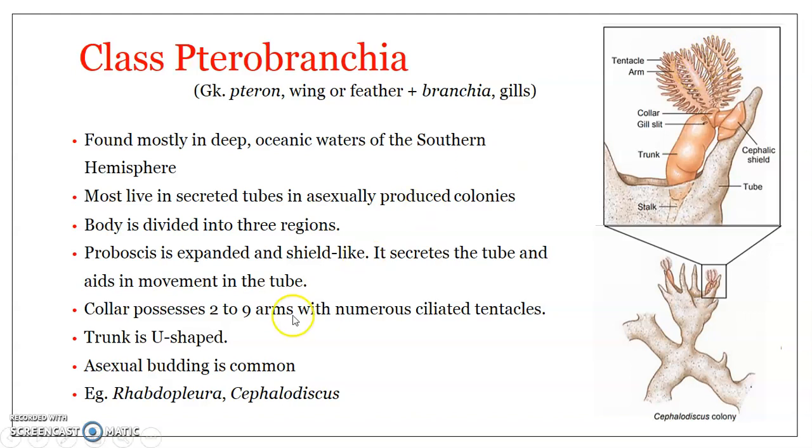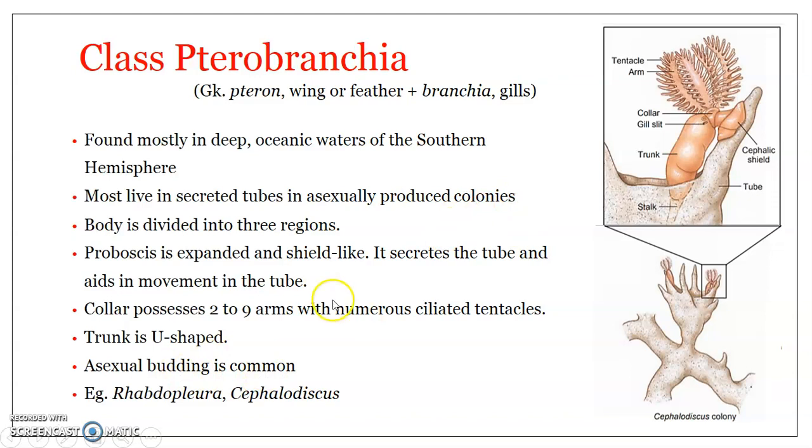Now, the trunk is U-shaped, and hence the digestive tract is also U-shaped. The mouth and anus lie close to each other in the body. Gill slits are absent, or if present, only one pair is found. Indirect development is found when it is sexually reproducing, usually involving a Tornaria larva. Otherwise, asexual reproduction is taken up by way of budding, and that is the most common one, and that is how it develops the complete colony of the coenecia.